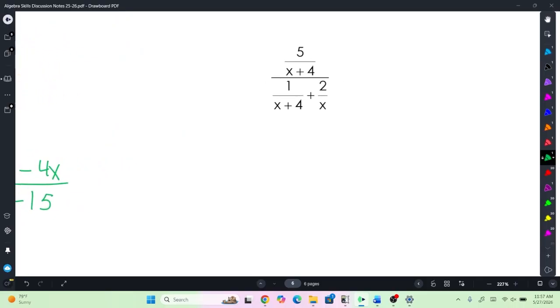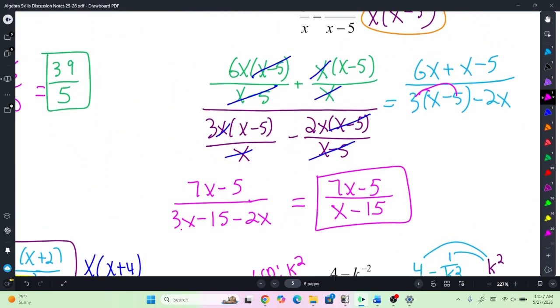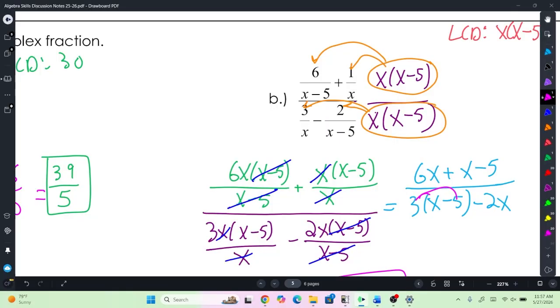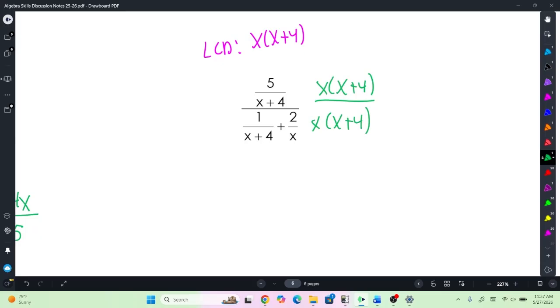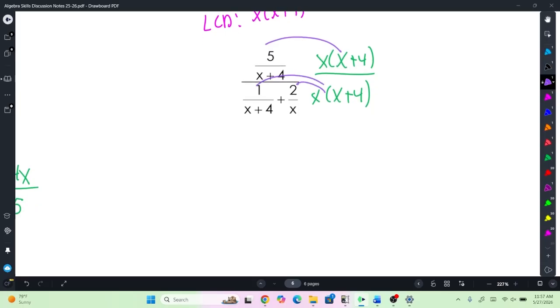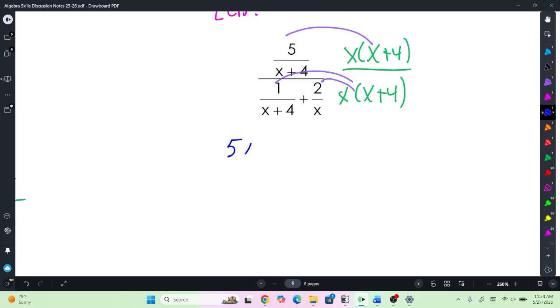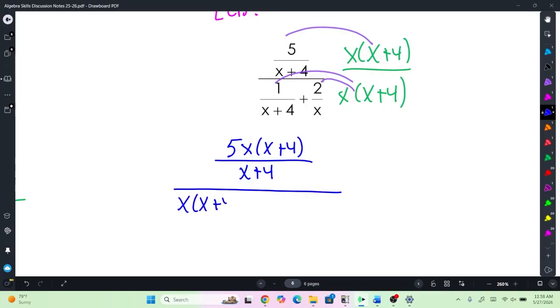Now, for this one, this is kind of like what we did up here, but instead of x minus 5, it's x plus 4. So the LCD here is going to be x times x plus 4. So multiply all of these by x times x plus 4, and then we're going to distribute that to each numerator. So we're going to have 5x times x plus 4 over x plus 4 over 1 times anything is going to be just what we're multiplying by.